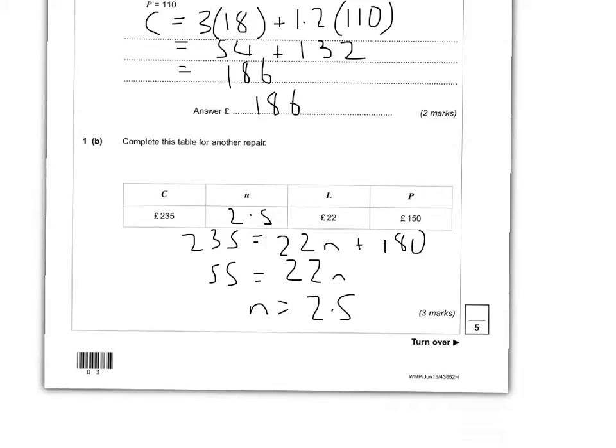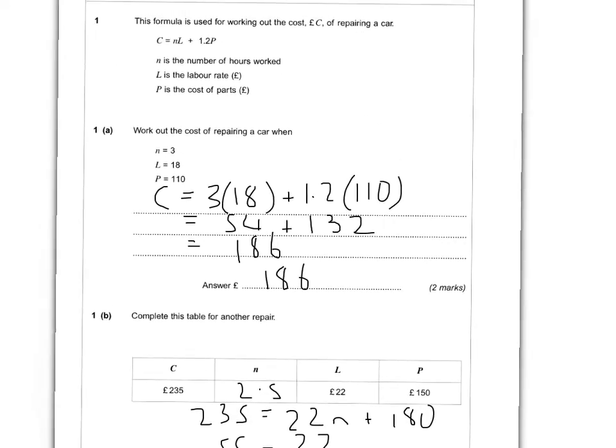To check that works, you could go back and you could look at this original formula. You could plug in n is 2.5, L is 22, 1.2 is there, and the 150, and check that you do get a cost of 235. There's usually enough time in the exam to check your answers, so you could either do that at the end or make sure you've got this one right before you move on to the next question.